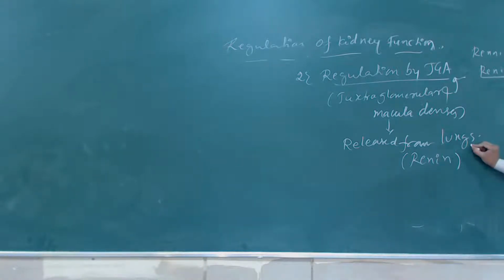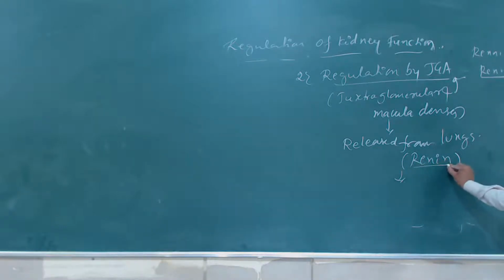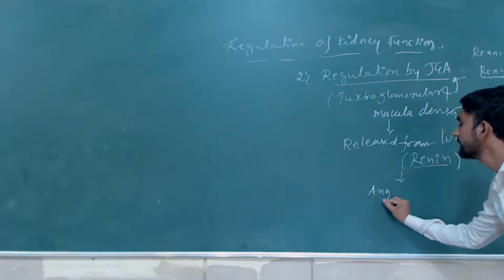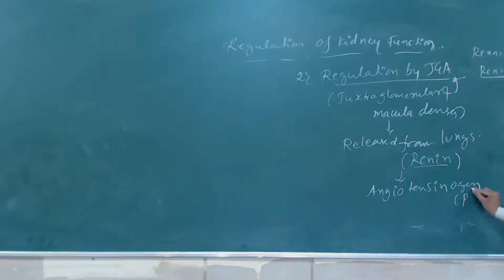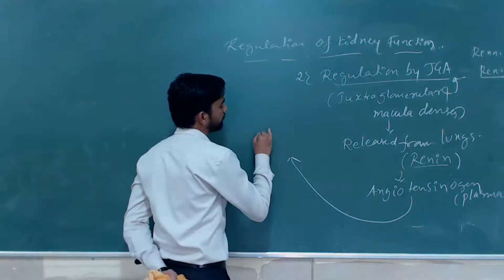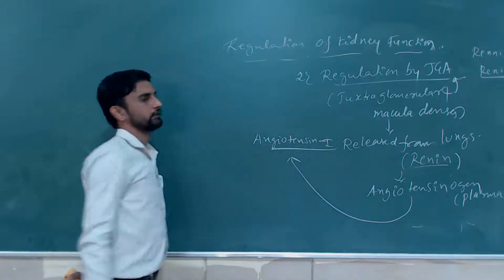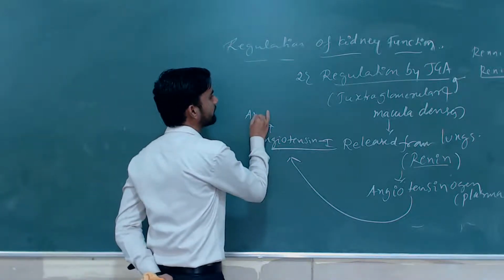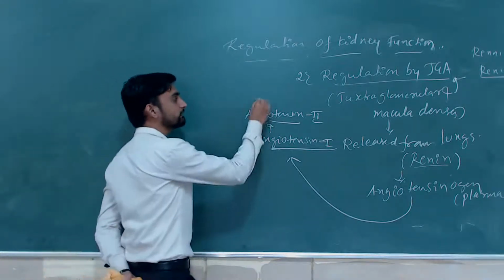When renin is released from the kidney, directly through the bloodstream it reaches the liver first. In the liver, it converts one of the plasma proteins, angiotensinogen, into a hormone. Angiotensinogen is one of the plasma proteins secreted by the liver. Are you getting my point? So through the bloodstream, it converts angiotensinogen into angiotensin 1. Then finally it gets converted into angiotensin 2, and now this acts as a hormone.